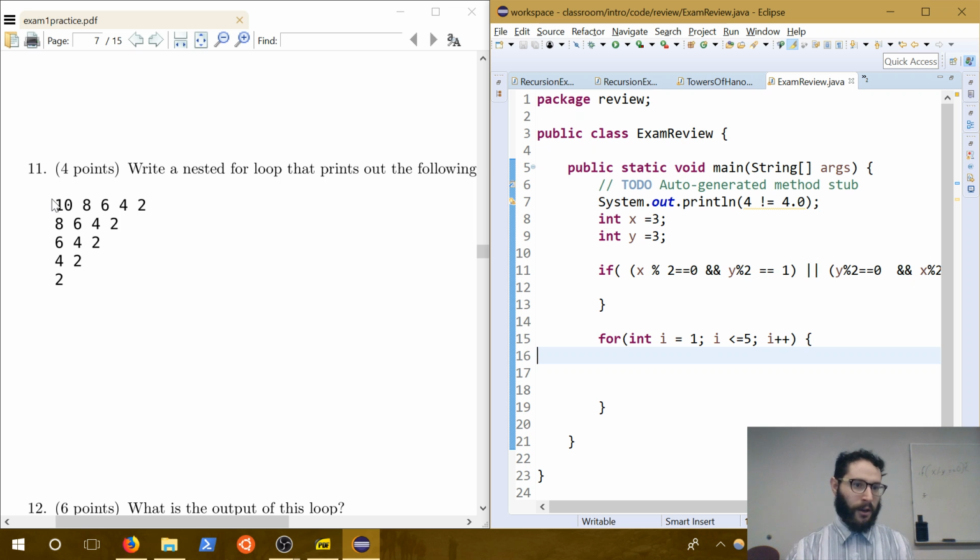Let's see. We're going from 10 and we're counting. So we start at 10, right? The numbers start at 10 and they go down. So we start at 10 on this line, then we start at 8, then we start at 6, then we start at 4, then we start at 2. Okay? So for int j is equal to 10, right?